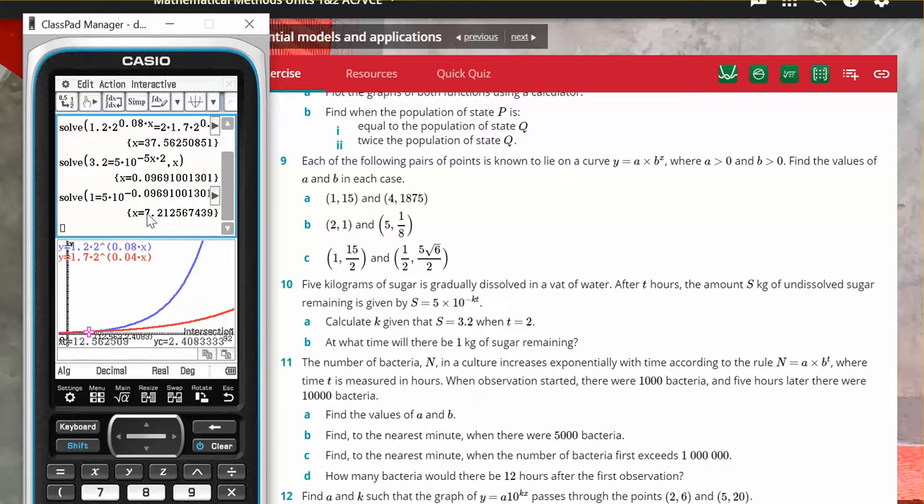Now I'm not sure if the book answers to the whole number of hours. If it's whole number of hours, you round up, so it'll be 8 hours later. Or whether it goes 7 hours and you've got 0.212567 of an hour, which if I times that by 60, if I were to convert to hours and minutes exactly, it'll be 7 hours and 13 minutes. So, like I said, it depends on how the book answers it. I'm just going to give you both answers, so you decide how to round it. So hopefully that helps.